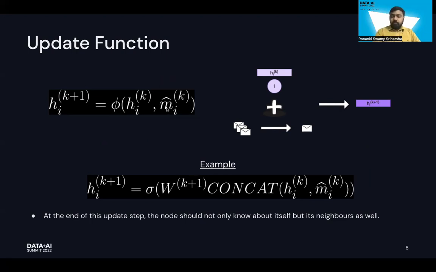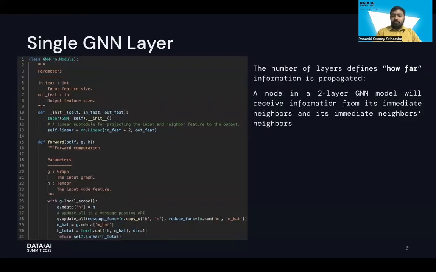One of the examples is we can simply concatenate the source node's initial representation and the source node's neighborhood representation, and we can do a simple linear projection on this. When I say linear projection, it's nothing but a fully connected linear layer in a neural network. So at the end of this update step, the node should not only know about itself, but its neighbors as well. Okay. So given these 3 functions, here is a small example using the Deep Graph Library.